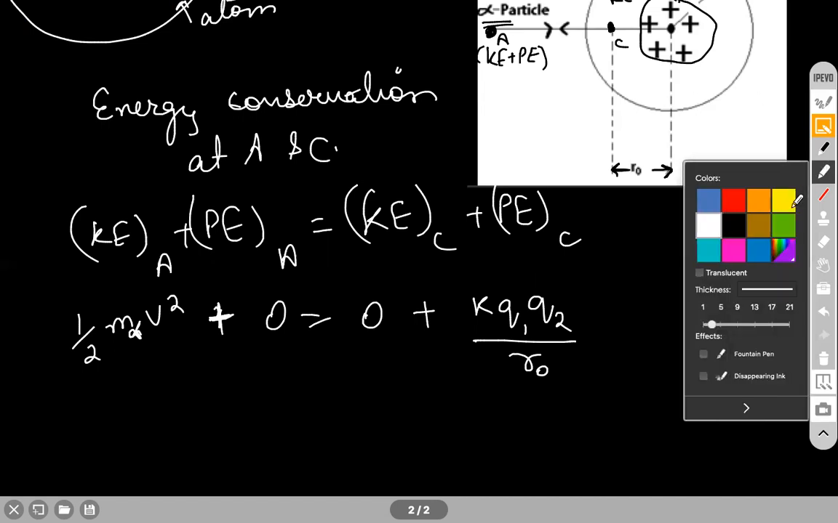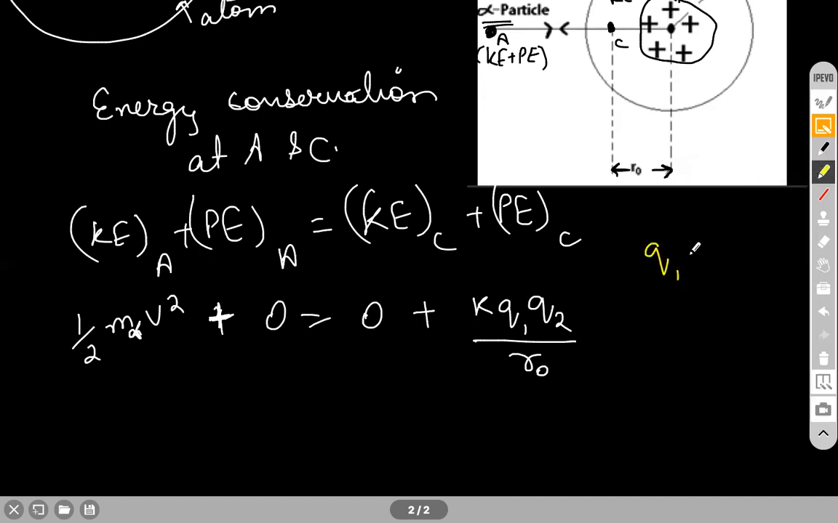Q1 is the alpha particle, or whatever particle I have taken. Let's say there is a Z, the atomic number of this alpha particle. Then what will be the Q? If Z is the atomic number of the alpha particle, tell me the charge of that alpha particle.